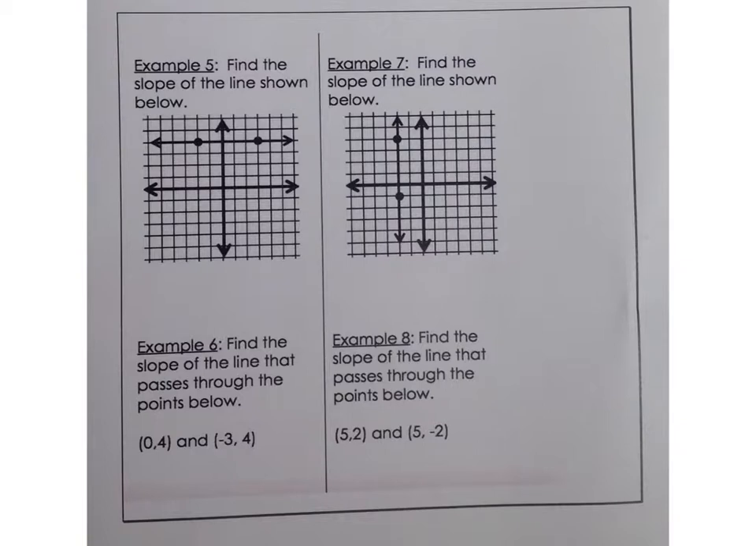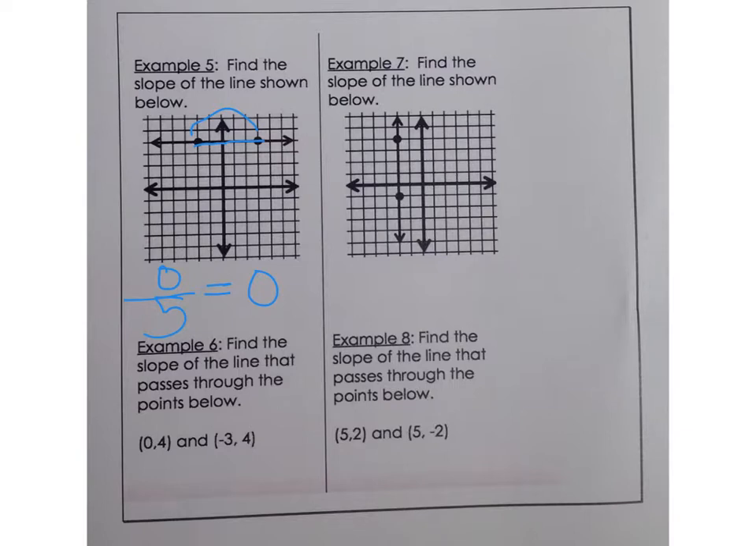So example 5 up at the top here. This one here, it's not going up at all. So the change in y is going to be 0 from here to here. Change in x in this case is going to be 1, 2, 3, 4, 5. 0 over 5 is just a slope of 0. And that's what a horizontal line will always have.